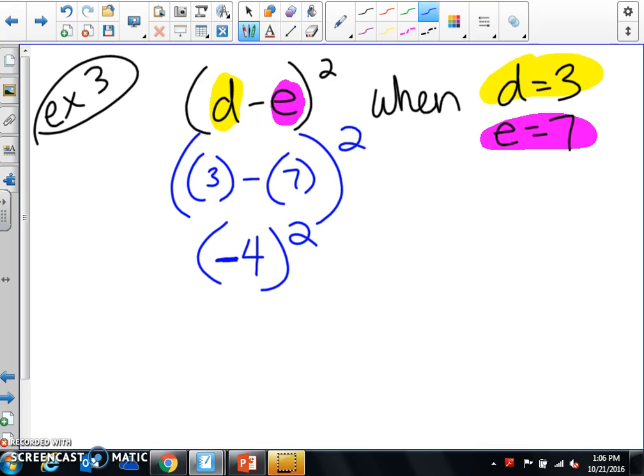And now that's negative 4 squared, which is the same thing as negative 4 times negative 4, because we have to do negative 4 twice. So a negative and a negative is a positive. 4 times 4 is 16.